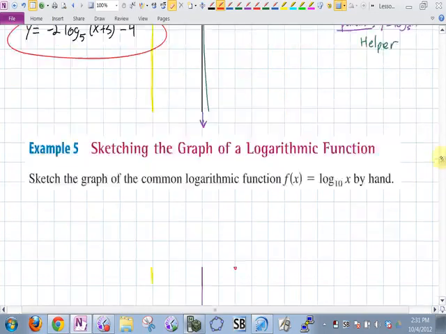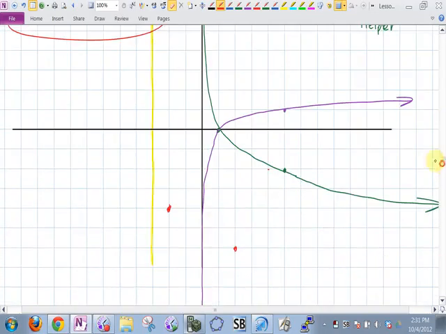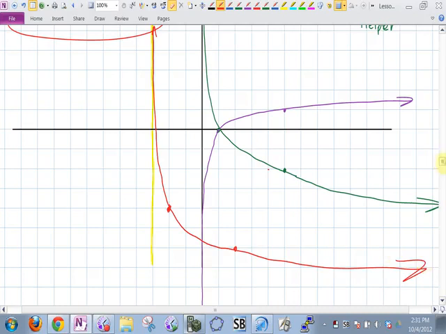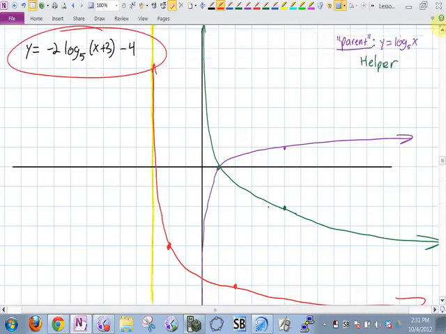What? What'd I do? Where'd my graph go? Oh no. Graph, come back. Okay. So use that red graph as your final answer. Make sense?